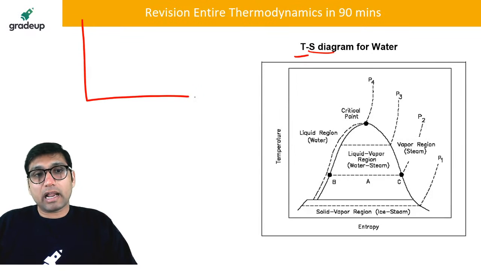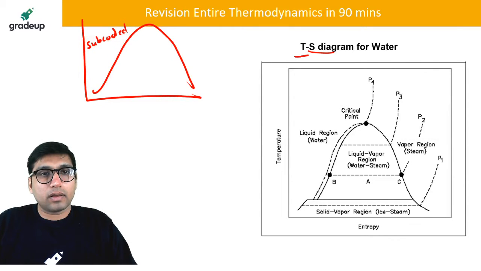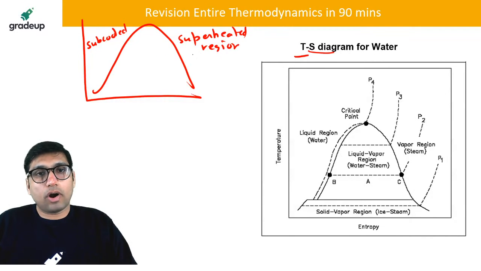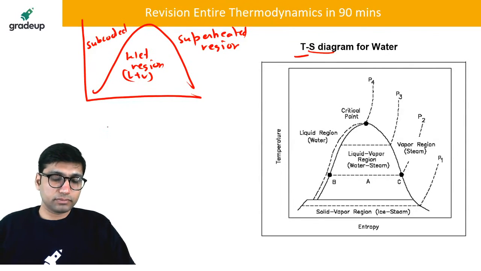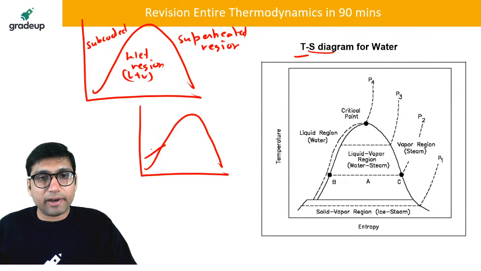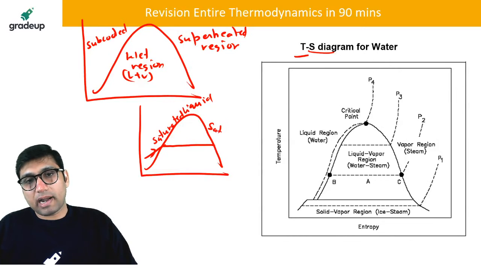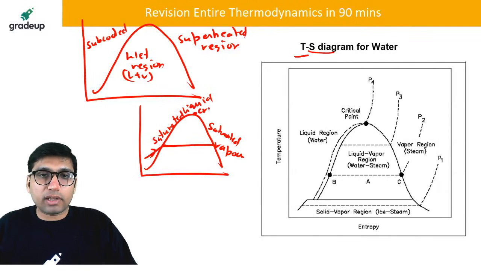So in a temperature entropy diagram, this is called the subcooled region. This is called the superheated region. And this is called the wet region, which is also called the liquid plus vapor region. If you heat any liquid, it will reach the saturation line, the saturated liquid line. This is the saturated liquid line. This is the saturated vapor line. And the point at which these two lines meet is called the critical point.